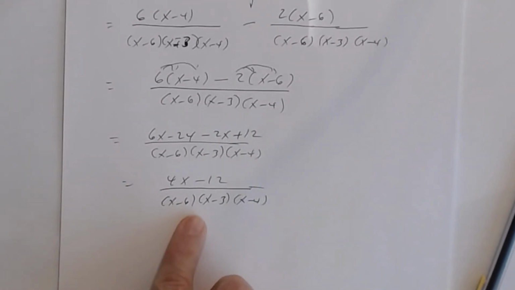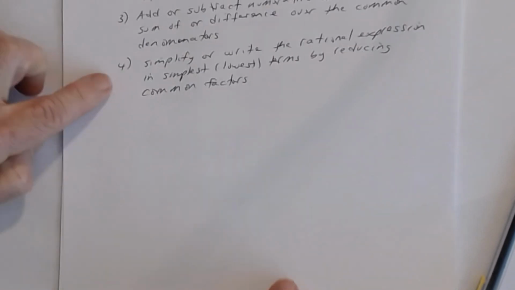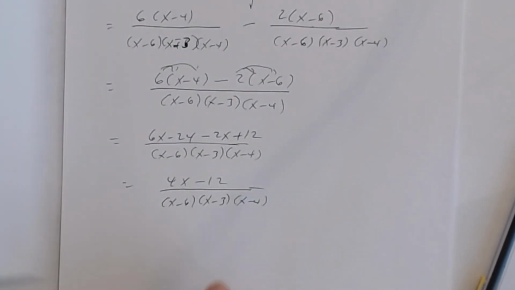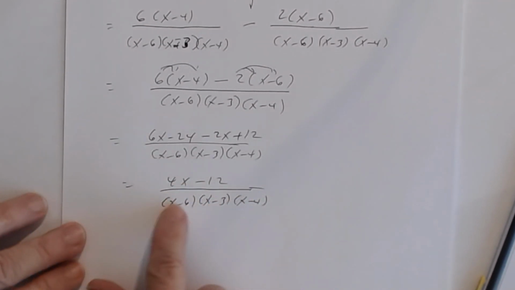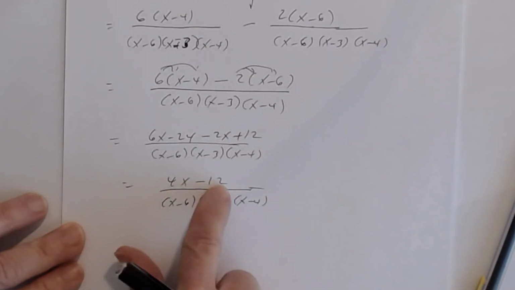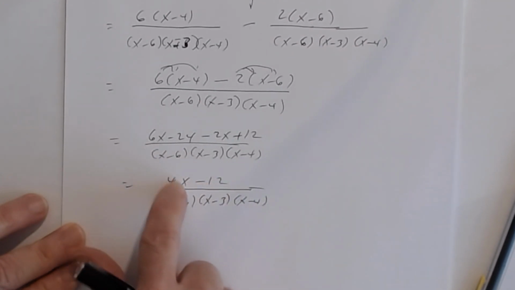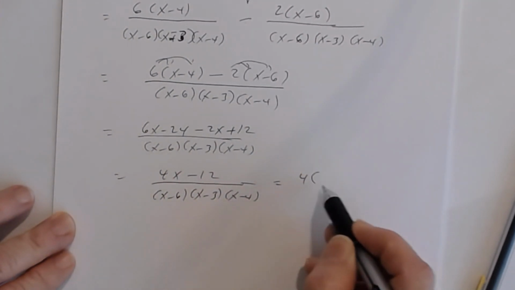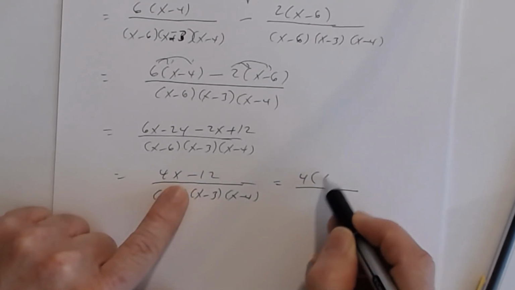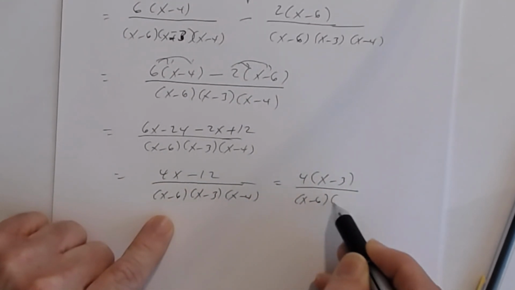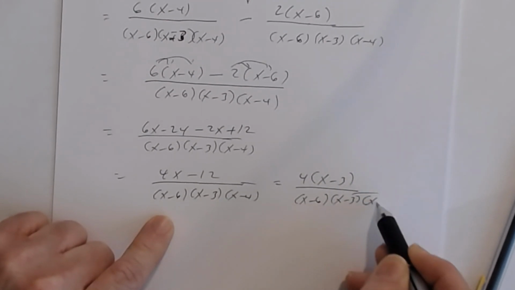Now don't stop there. Remember, there is a final step you have to do. You have to simplify the rational expression. You have to put it in lowest terms now. So the denominator is already factored. As for the numerator, you have to try and factor. And I can factor that numerator because the GCF here is 4. So when I factor out a 4, I get 4 times x minus 3 over the denominator, which is x minus 6, x minus 3, x minus 4.